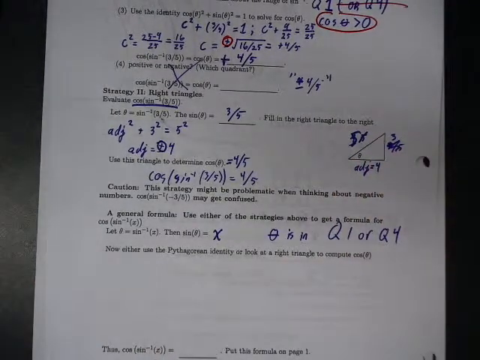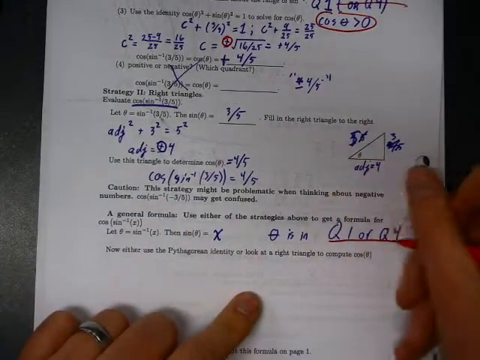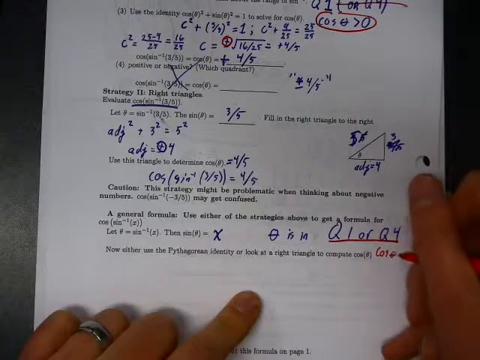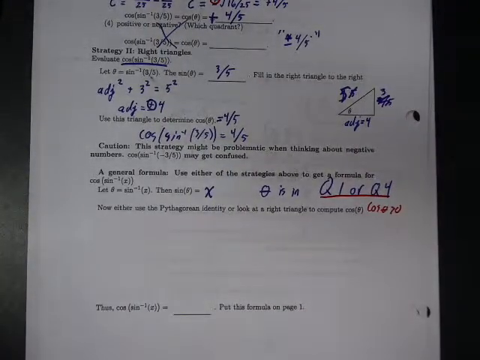But that's kind of okay, right? In quadrant 1 and in quadrant 4, is cosine positive or negative? Positive. So it doesn't matter which. We'll be okay. So the payoff here is either way, cosine will be positive. Nice. So now let's use the Pythagorean identity and work it out.